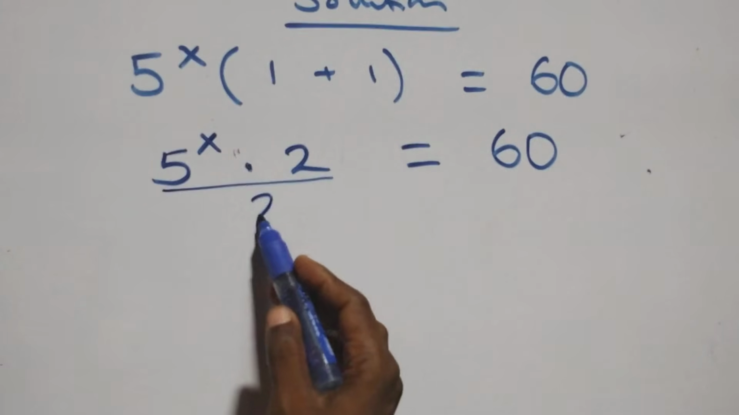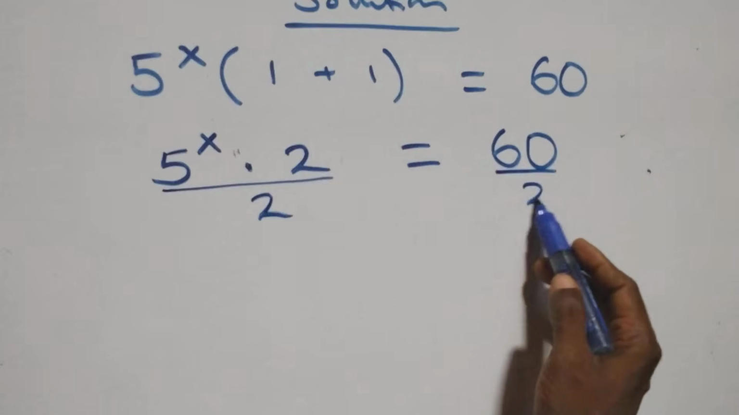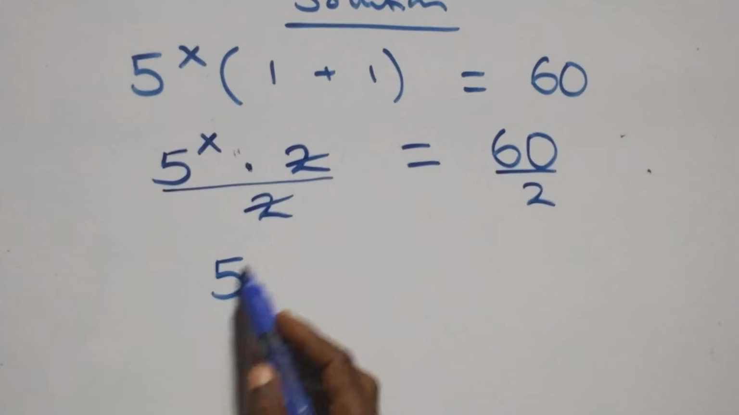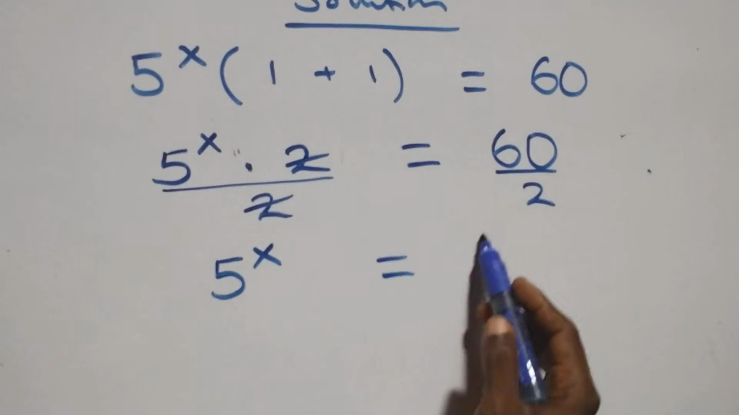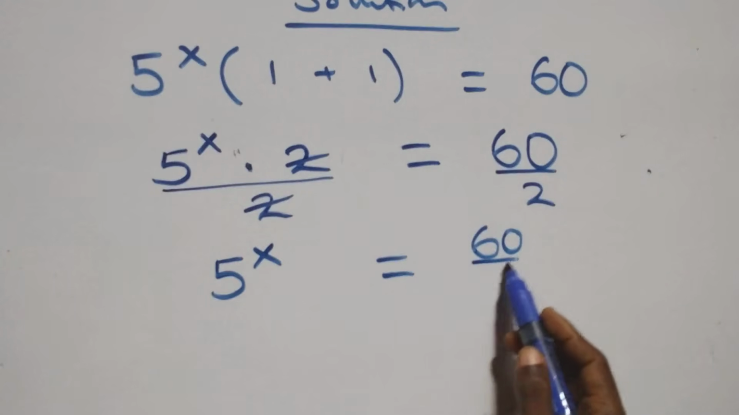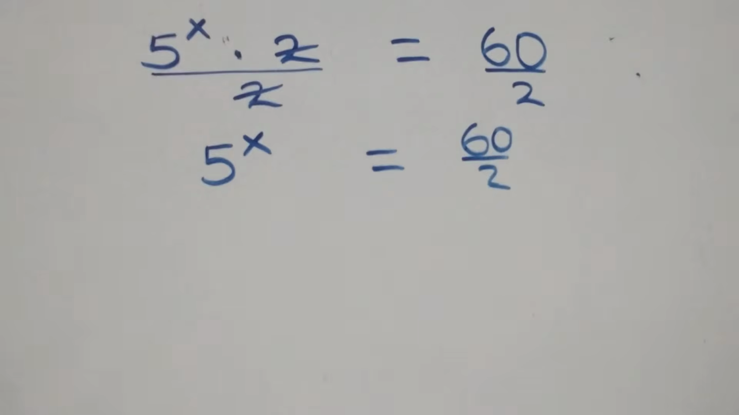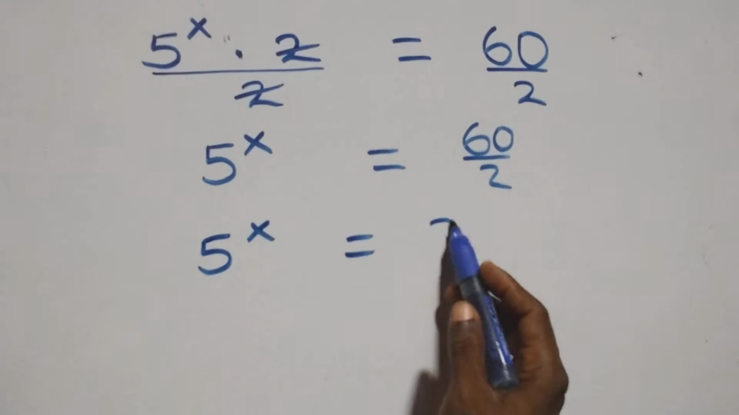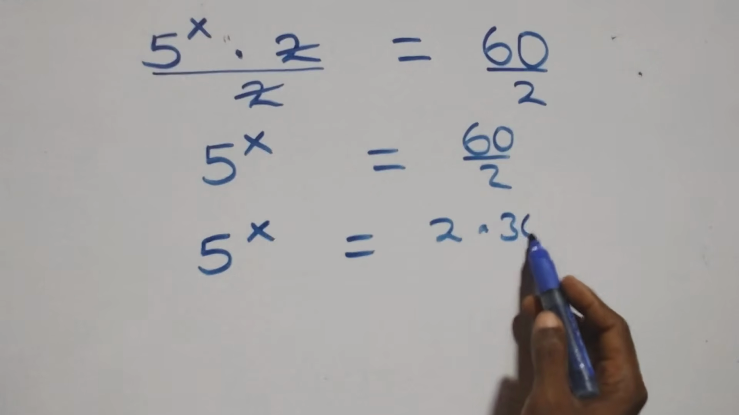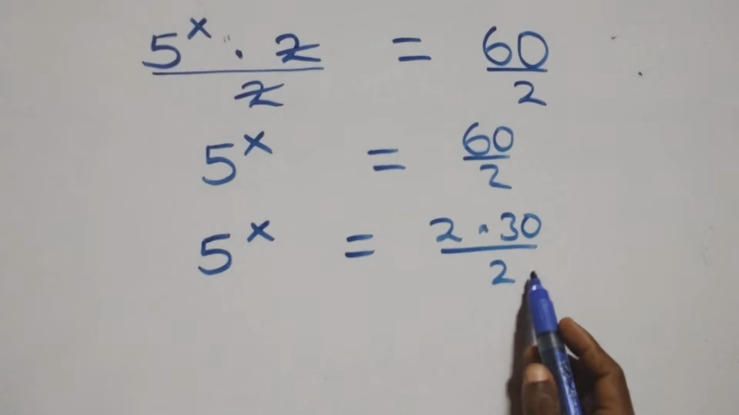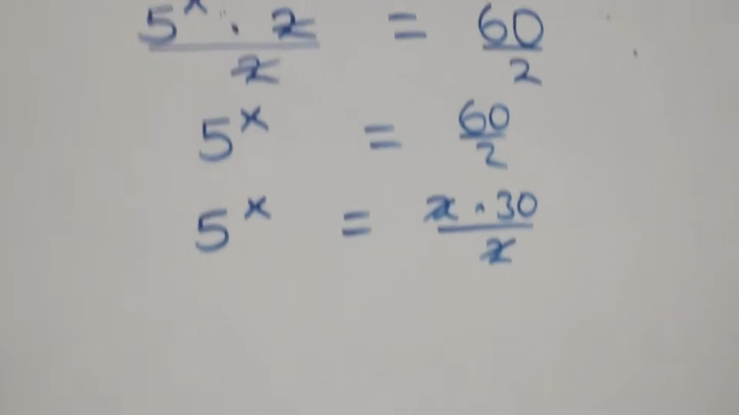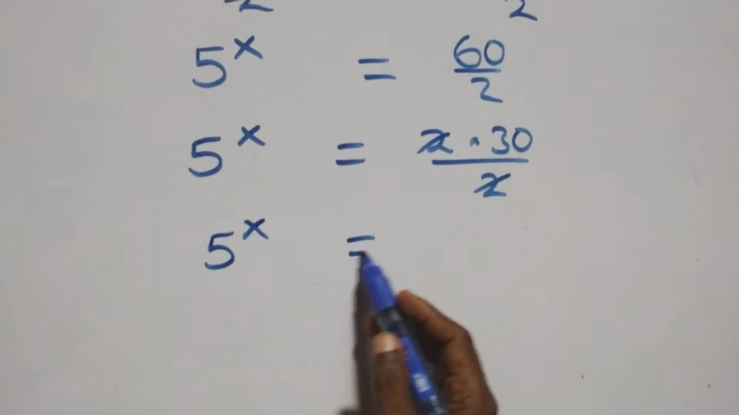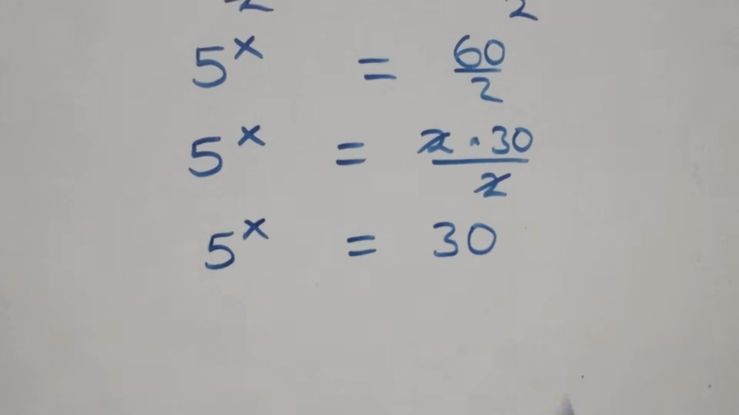That is, divide this side by 2, also divide this side by 2. Here the 2s cancel each other, and we have 5 raised to power x equals 60 over 2. That is, we can write it as 5 raised to power x equals 2 times 30 over 2. Here the 2s cancel each other. This becomes 5 raised to power x equals 30.